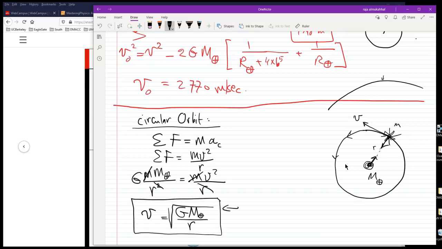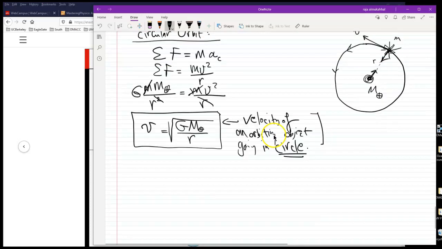This is the velocity of an orbiting object going in a circle. And circle or underline the word circle. This is important. Not an ellipse. If it's an ellipse, it's much more complicated. You need a more advanced course. If you take a course with me in classical mechanics, I teach that course once in a while, and we go over that. If it's not in a circular orbit, it becomes pretty complicated. But anyway, this is just in a circle. You got that? Okay.